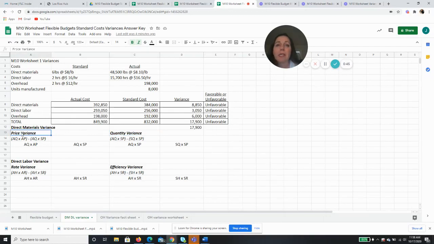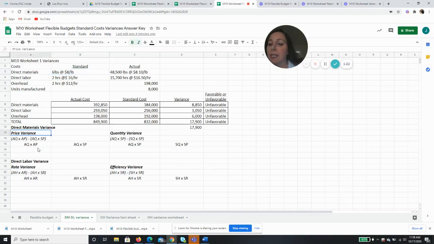So the price variance tells us that we paid more or less than we thought. And we already know we're going to have a price variance, right? Because our standard was $8 a pound, and we actually paid $8.10 a pound. The quantity variance says we used either more or less than we expected to. So our standard is 6 pounds per unit. And so if we have a quantity variance, it means we either used less than 6 pounds or more than 6 pounds. All right, let's start with our price variance.